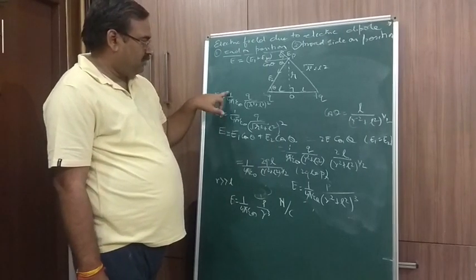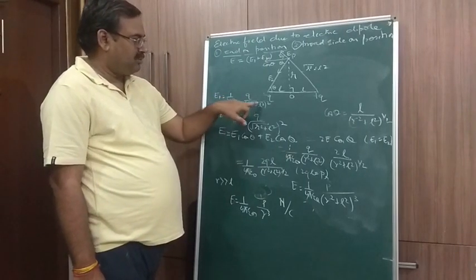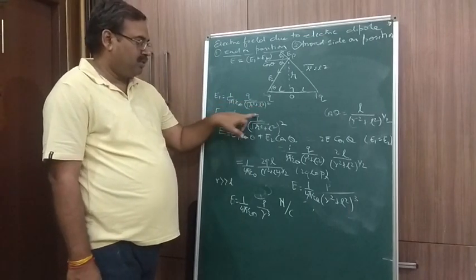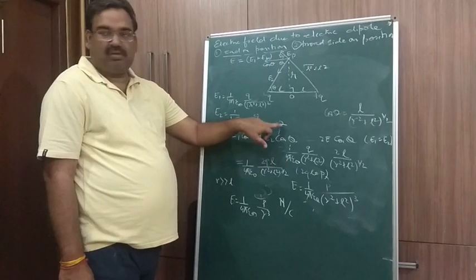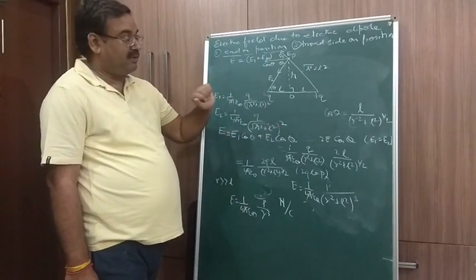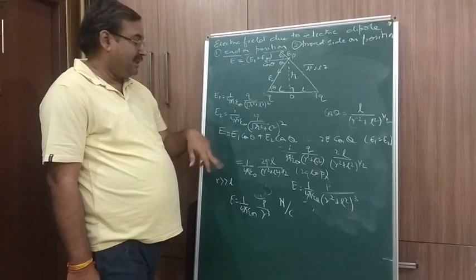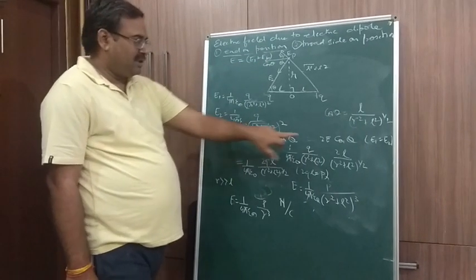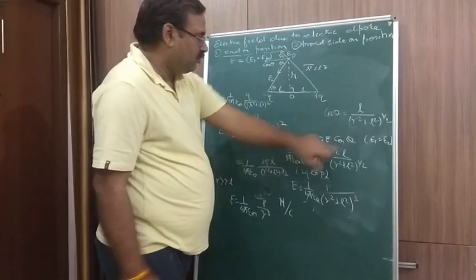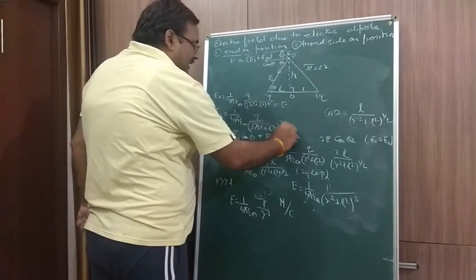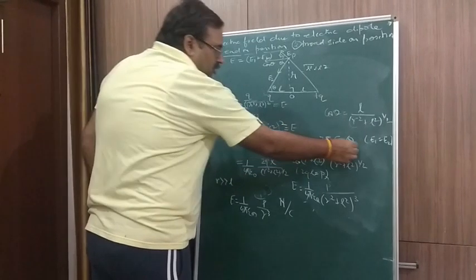You can see here 1 upon 4 pi epsilon naught, q upon (root r square plus l square) whole square. Same here. So their magnitude values are the same but the directions are different. So we have to find out the net electric field. The net electric field is given by E1 plus E2 cos theta, so we can also write it as 2E cos theta.